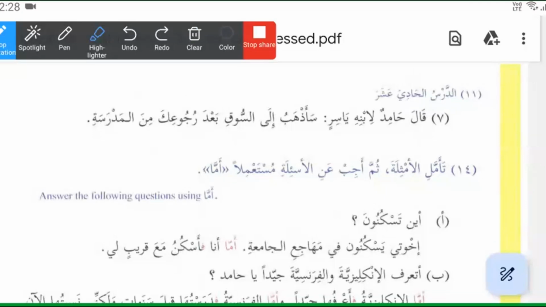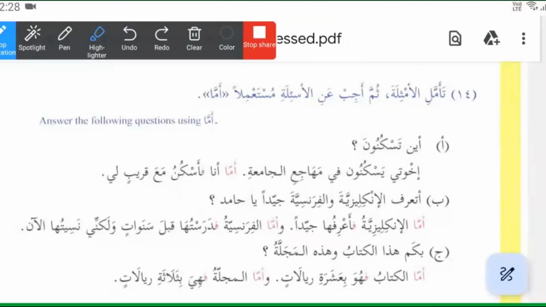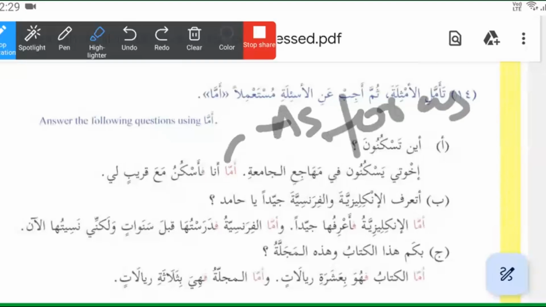Then we have the next exercise. تعمل الأمثلة ثم أجب عن الأسئلة مستعملا أما. Amma, if we try to translate amma, this is a frequently used word. It is used when we are talking about two things at the same time. So amma means as far as, as for.